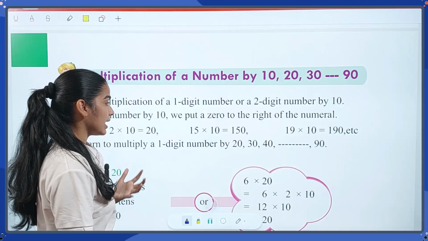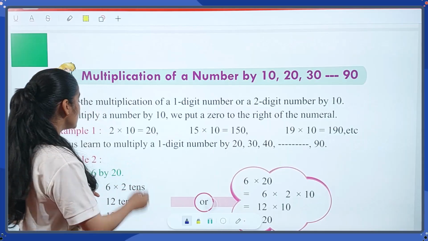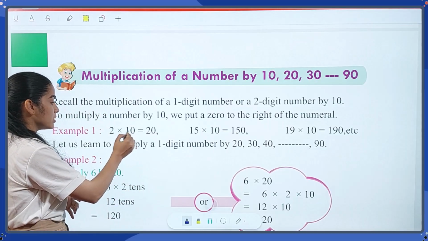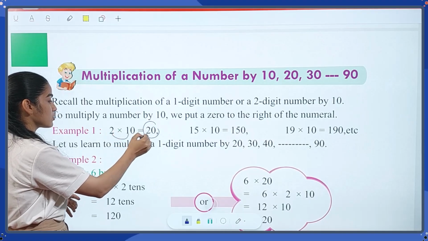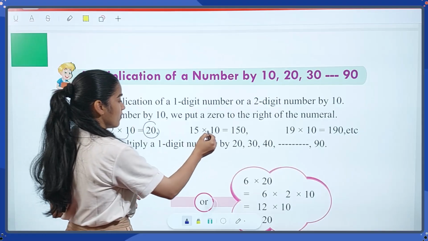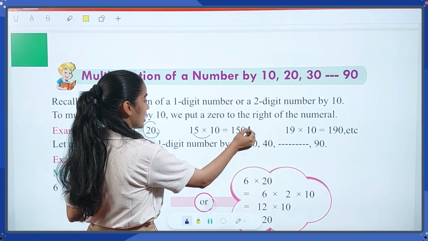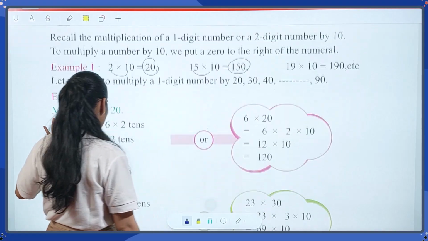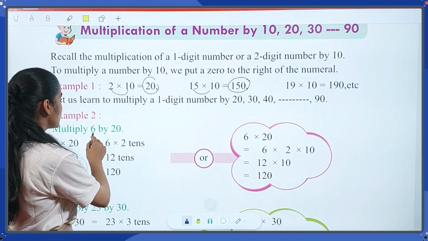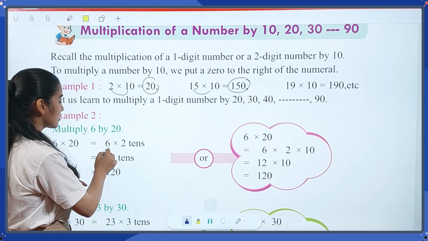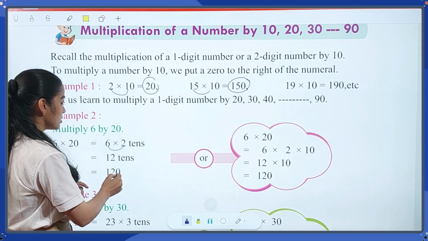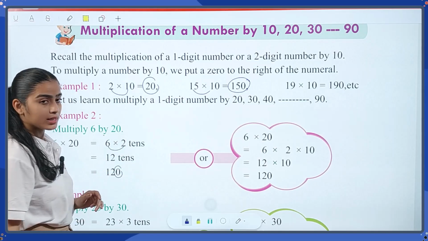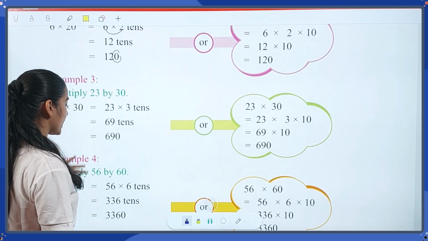When we have 0 at the end, you just have to forget about the 0 and directly multiply 2 by 1, so you get 20. 2 multiplied by 1 is 2 and write 0 as it is. 15 multiplied by 1 and write 0 as it is, 150. The same thing you have to apply here. Now 6 by 20, which means you have to read the 6 table 2 times: 6 twos are 12 and just copy 0 here. So 120 is your final answer.